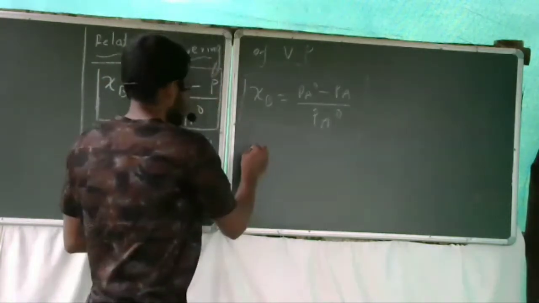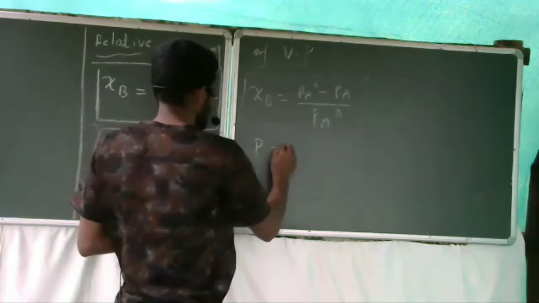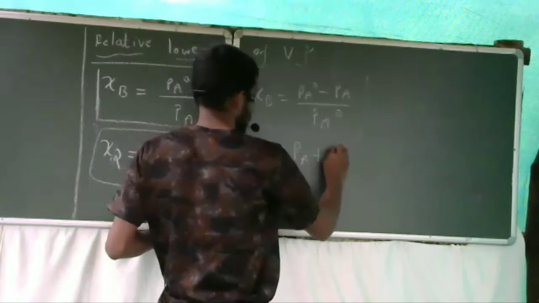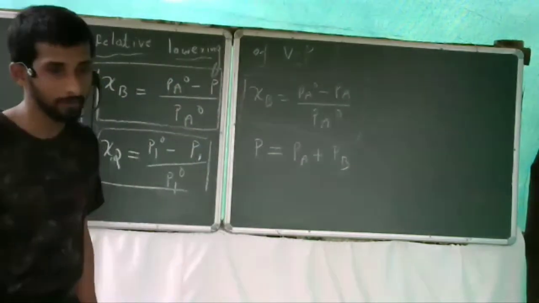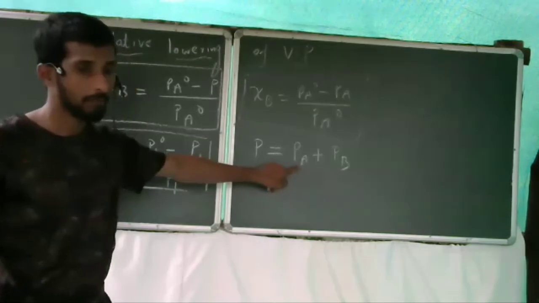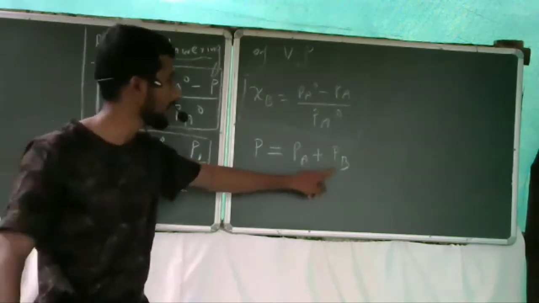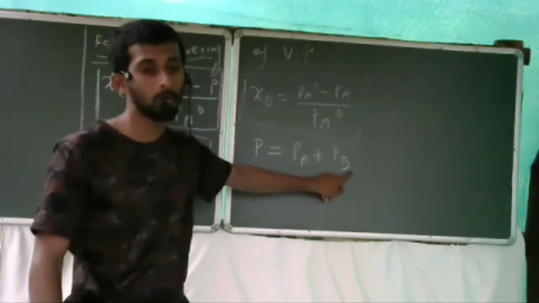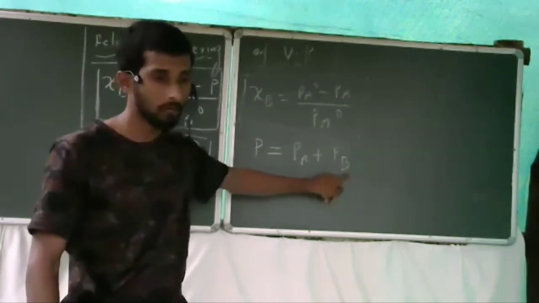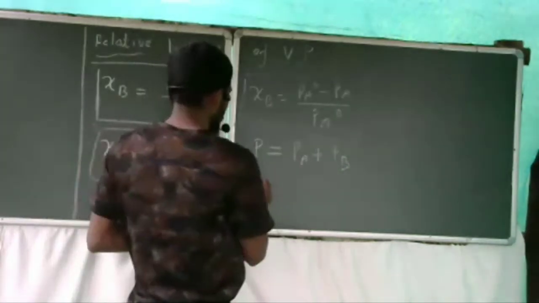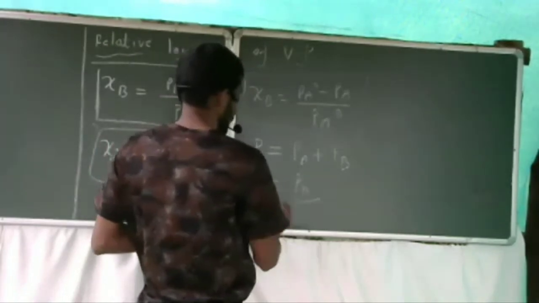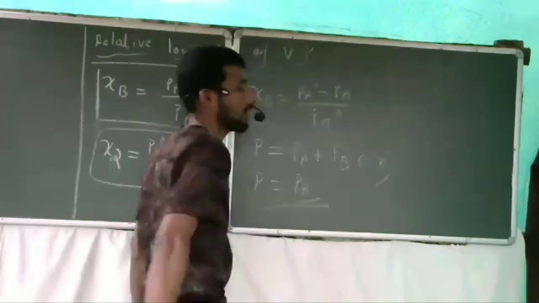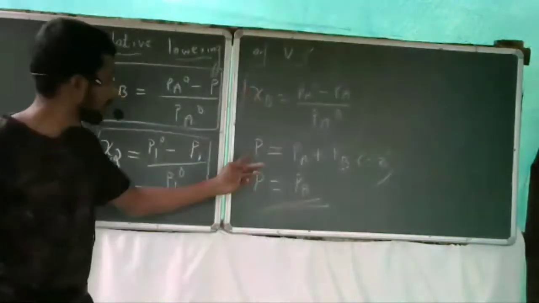That is because P total equal to pa plus pb, right? What is pa? Partial vapor pressure of the solvent. What is pb? Partial vapor pressure of the solute. But you are taking a non-volatile solute, so P equal to pa, because the pb value is equal to 0. So P equal to pa.